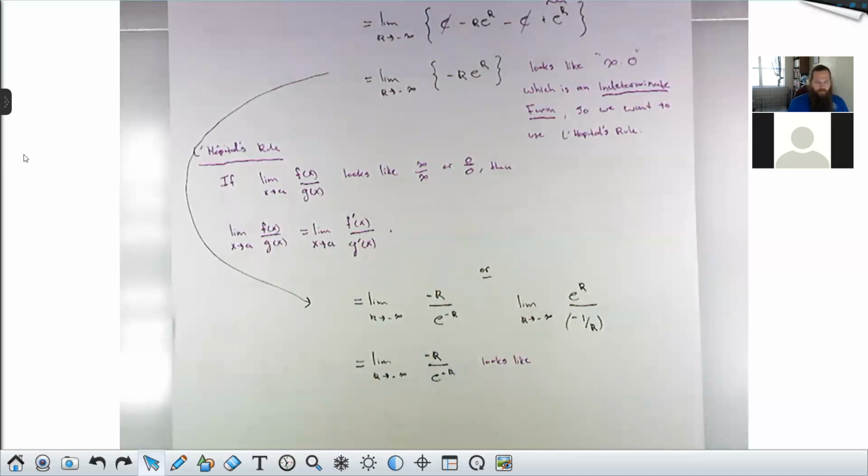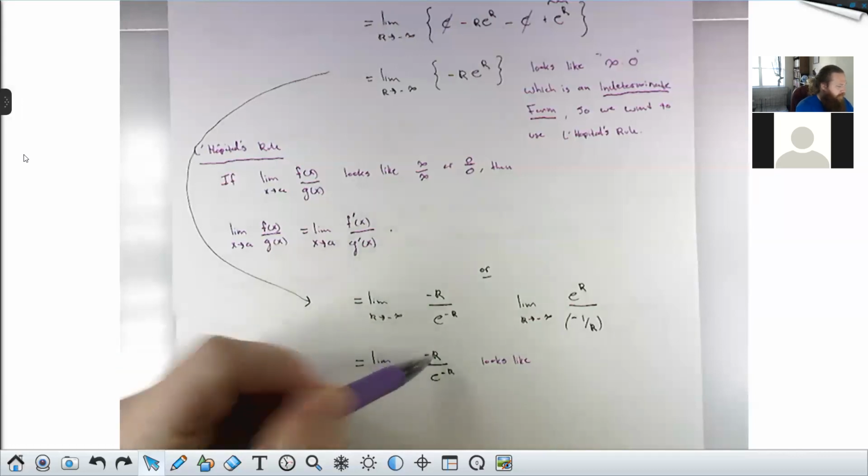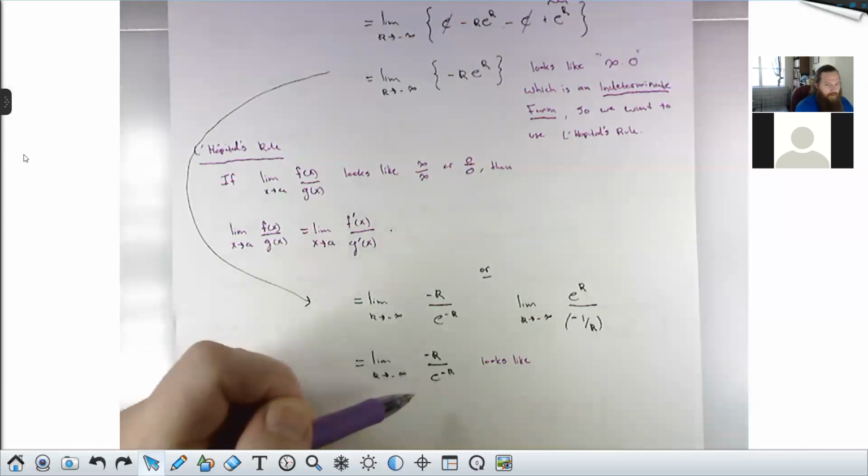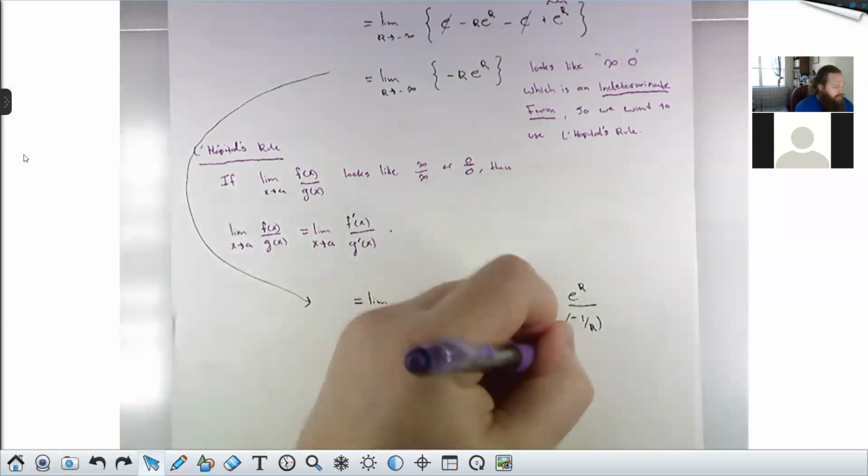I'm going to go ahead and just read Coburn's answer again. It's also infinity. All right, negative infinity is positive infinity. E to the negative infinity is e to the infinity. This is infinity over infinity.